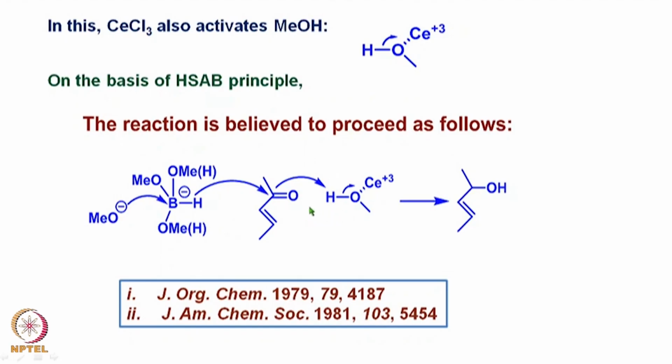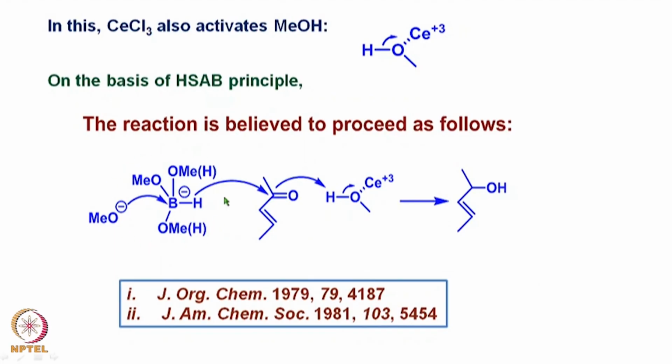That is when an alpha beta unsaturated ketone comes in contact with the proton that is being released from methanol, which in turn complexes with the cerium 3 plus salt, and therefore the more basic oxygen of the ketone of the alpha beta unsaturated system interacts with the harder H plus, thereby increasing the electrophilicity of this particular carbon atom, making it a harder Lewis acid, and to which hydride then attacks.